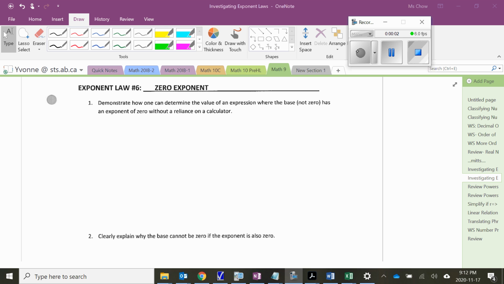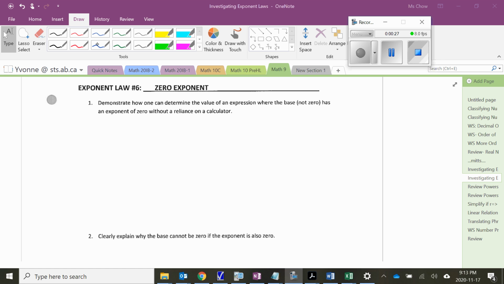Okay, so we're looking at the zero exponent, and you can see I've skipped a few because I've called this, for whatever reason, exponent law number 6, but it falls out nicely after quotient of powers because that is one explanation as to how one can determine the value of an expression where the base, not 0, has an exponent of 0 without a reliance on a calculator.